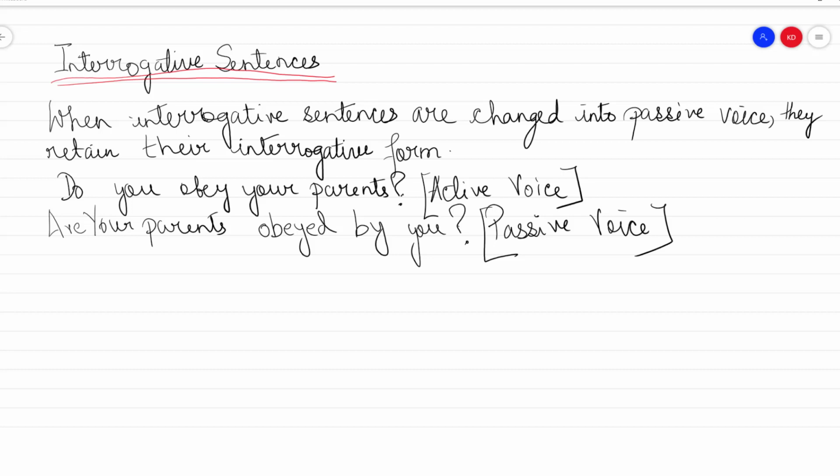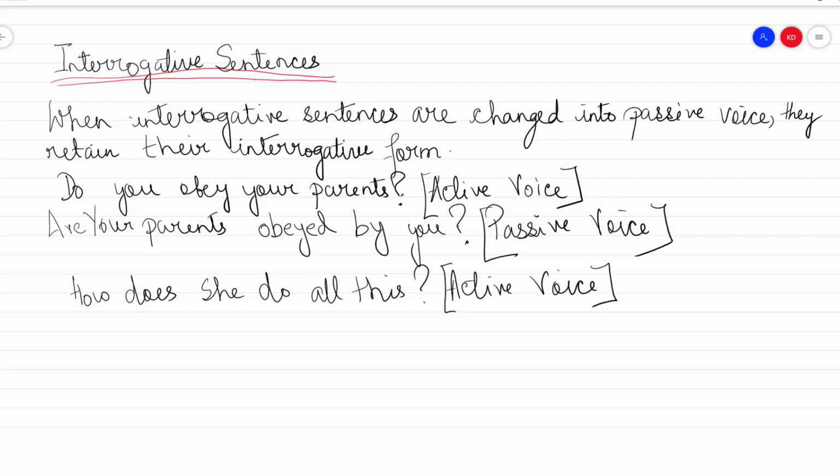Now, let us look at another sentence. How does she do all this? This is again written in the active voice. Now I have to change this sentence into a passive voice, retaining its interrogative form. Over here, this how will remain the same if I change the sentence into passive voice. If I don't write the how over here, I cannot help the sentence retain its interrogative form.